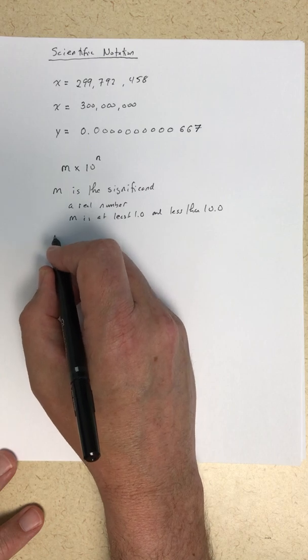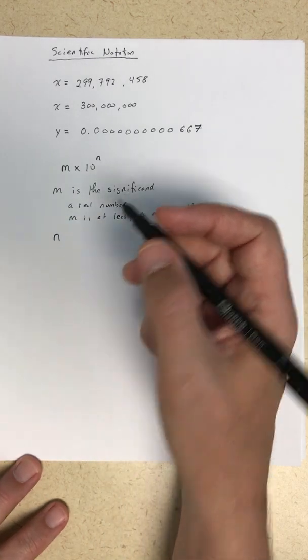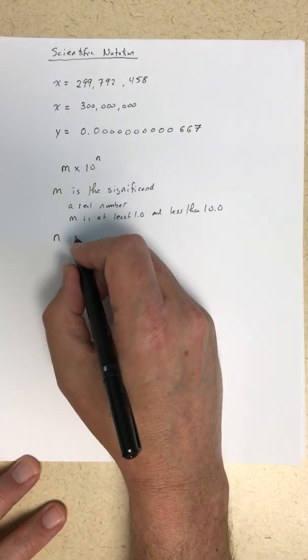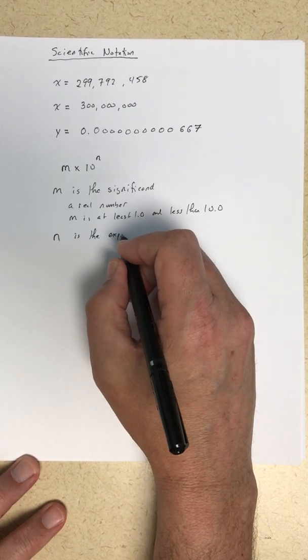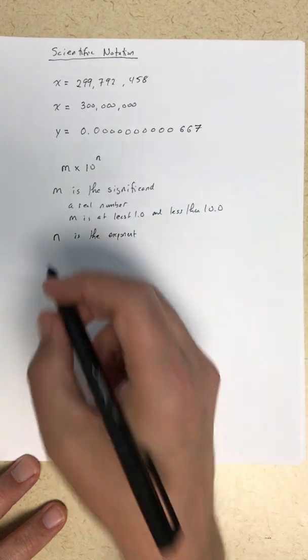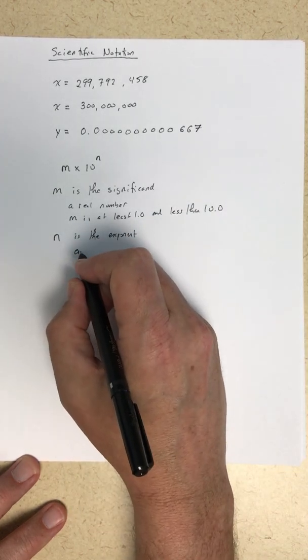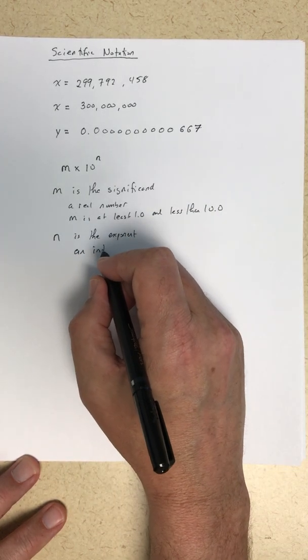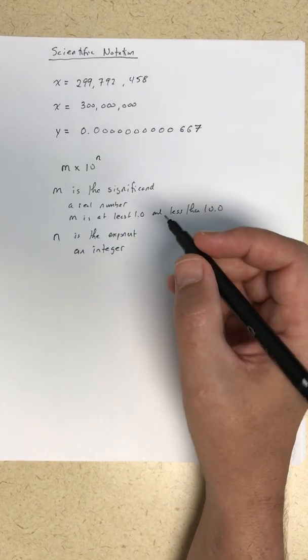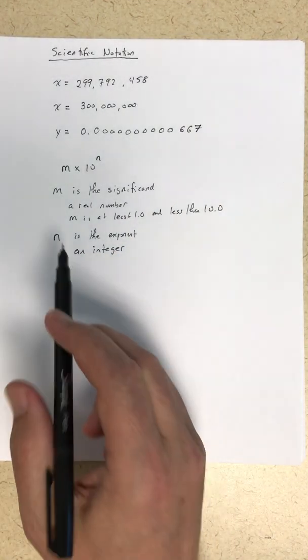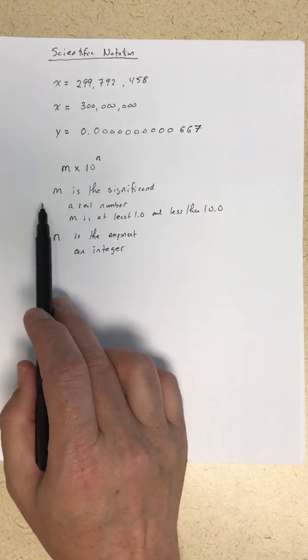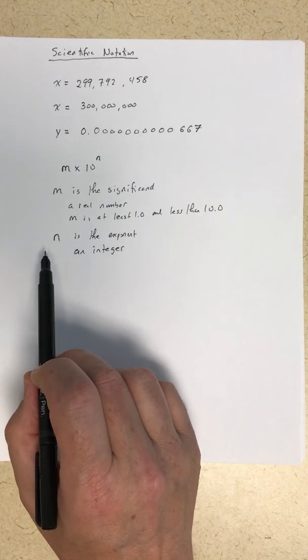All right, and then n is the exponent, and n is an integer. So m could be positive or negative, n could be positive or negative.